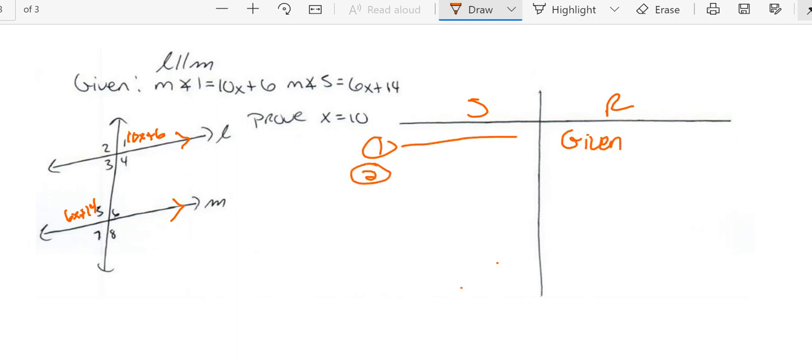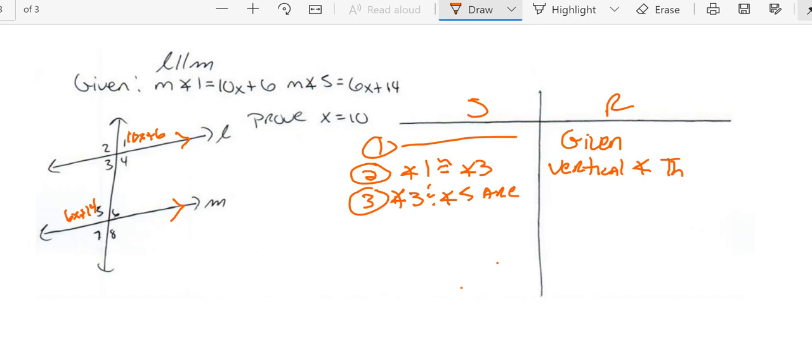And then for 2, we do know that angle 1 is congruent to angle 3. And that's because they're vertical angles. So vertical angle theorem. Step 3. Angle 3 and angle 5 are supplementary. And that's going to be same side interior angle theorem.